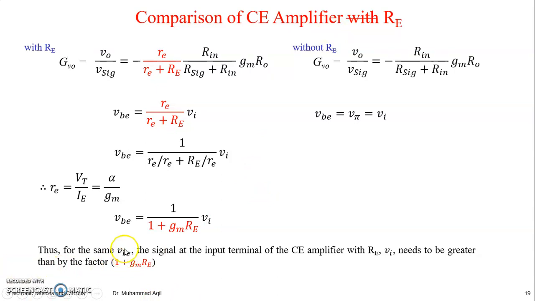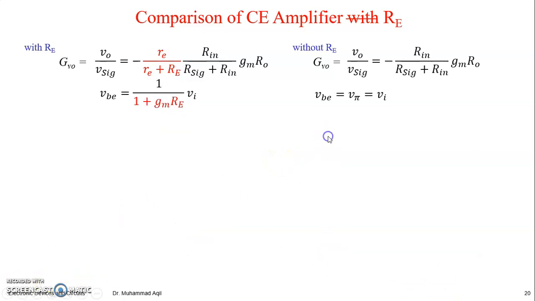Thus, for the same VBE here and here, the signal at the input terminal of this common emitter amplifier with RE, you need to make this Vi this much higher, so that the two things cancel out and this becomes equal to this one. Then you are actually applying the same thing here. Otherwise, the same Vi is not applied at the VBE for RE, because some voltage is being dropped across the discrete resistance RE.